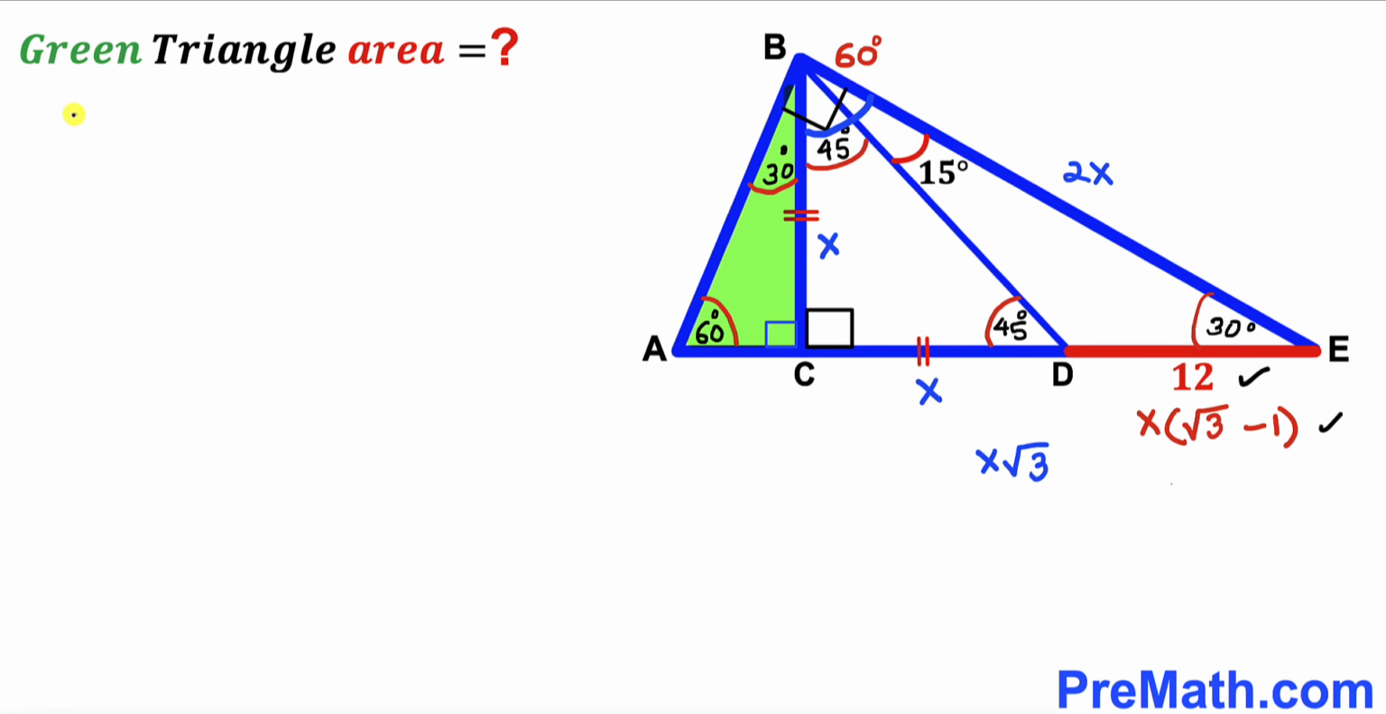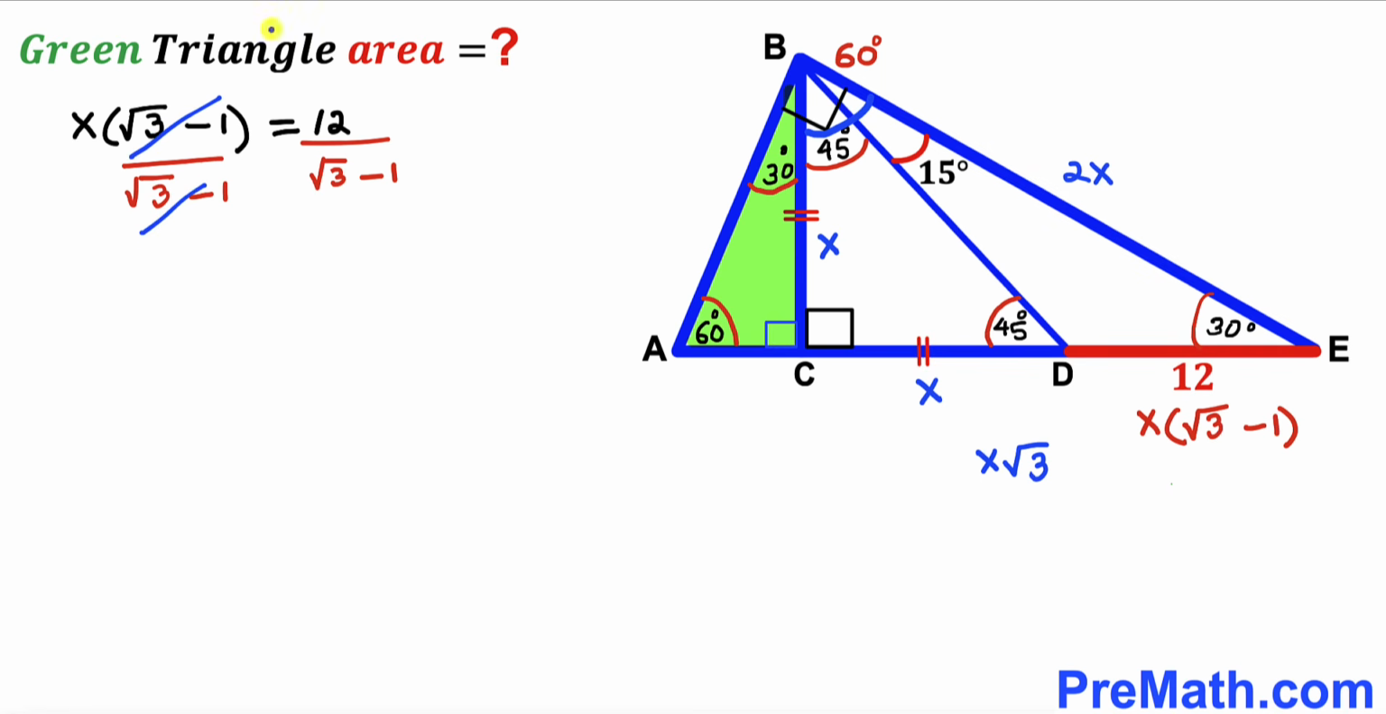I can write x times the square root of 3 minus 1 is going to be equal to 12. And now we are going to divide both sides by the square root of 3 minus 1 to isolate x. And here we can see the square root of 3 minus 1 and square root of 3 minus 1 are gone. So therefore the x value simply turns out to be 12 divided by the square root of 3 minus 1.